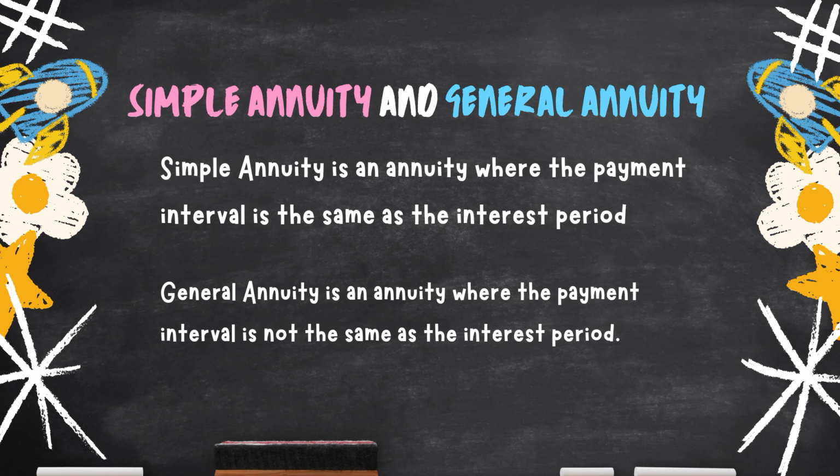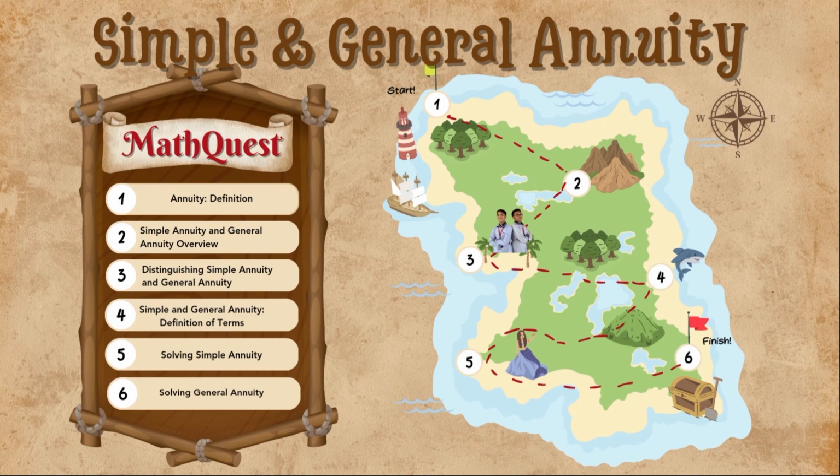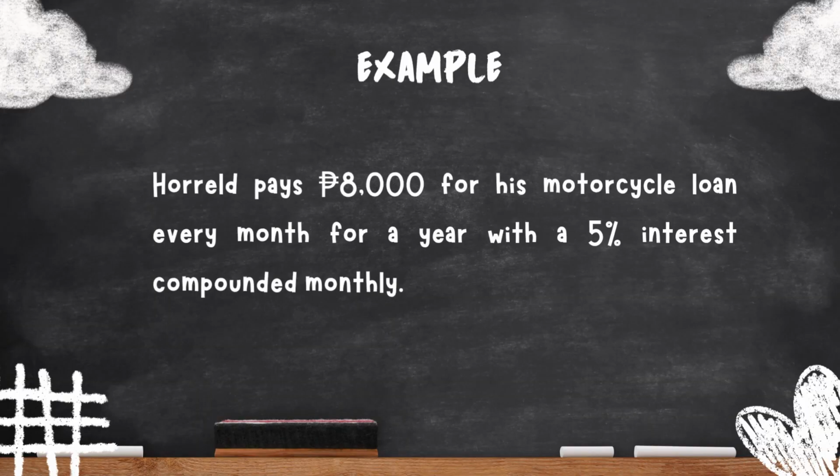Okay, let me give you some examples, but you have to distinguish what kind of annuity it is. Harold pays 8,000 pesos for his motorcycle loan every month for a year with a 5% interest compounded monthly. This is an example of simple annuity, since the interval period, which is 1 month, is equal to the interest period, where it is compounded monthly as well. Alright, I get it now, thanks.